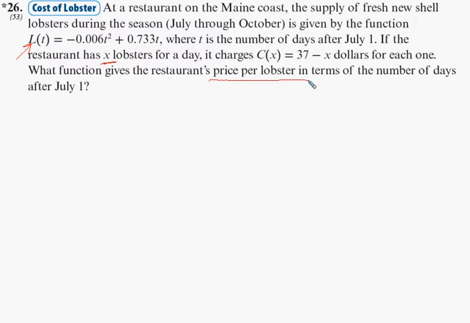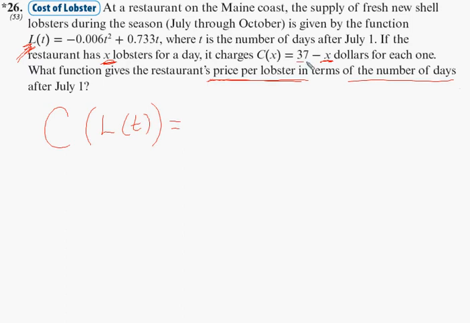So how do we know, are we plugging the C function into the L function or the L function into the C function? Well, the C function is the cost function. That's what we are looking for. We're looking for the price after a certain number of days. So if we start with the C function and we know that we are looking for the cost, X, remember X was talking about the number of lobsters? Here, this has to do with the number of lobsters. So what we're going to be looking for is the lobster function. We're plugging the lobster function, and it did say in terms of the number of days, so that's where our T is coming from. So our lobster function is going to go into the cost function.